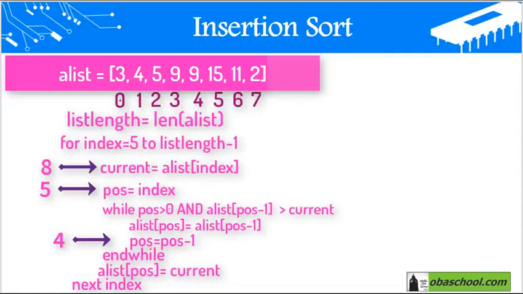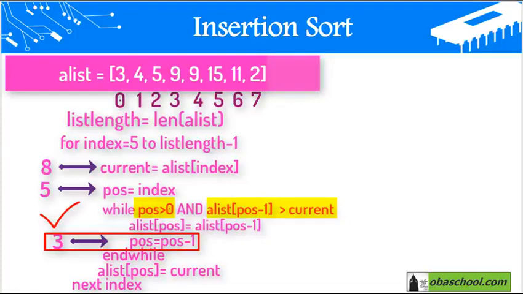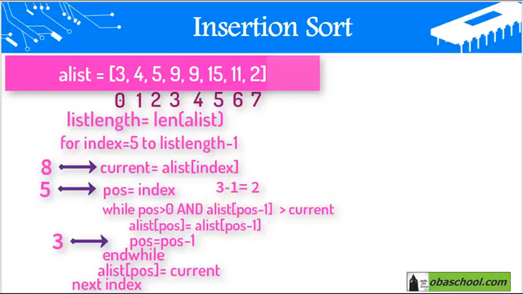So now pose equal pose minus 1, which is 4 minus 1. Now the pose equal 3. We re-enter the loop while, 3 is greater than 0, this condition is true. And a list pose minus 1, which is 3 minus 1, it's equal to 2. What is the number found on index 2?